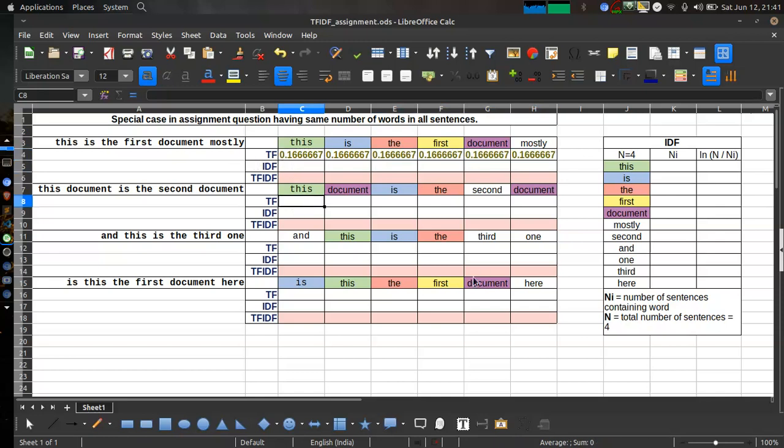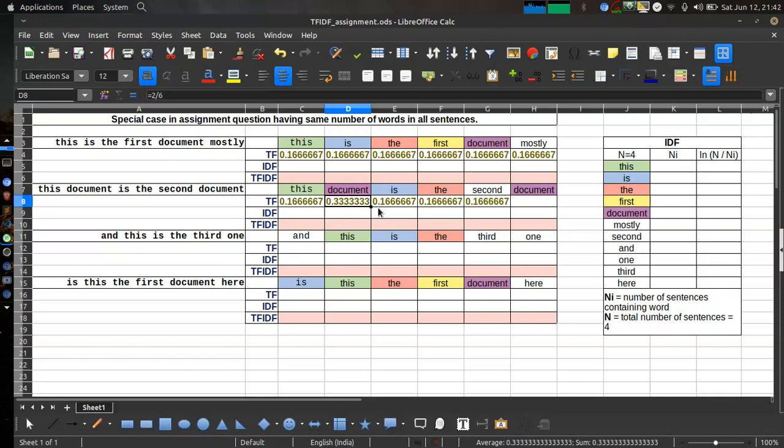Let's take the second sentence, right? Okay. So this is happening for just one time. So it would be again 1 by 6, "is" 1 by 6, "the" 1 by 6, "second" 1 by 6. But "document" is occurring two times. Correct. "Document" is occurring two times, so it would be 2 by 6, right? So 2 by 6 is nothing but 0.33333.